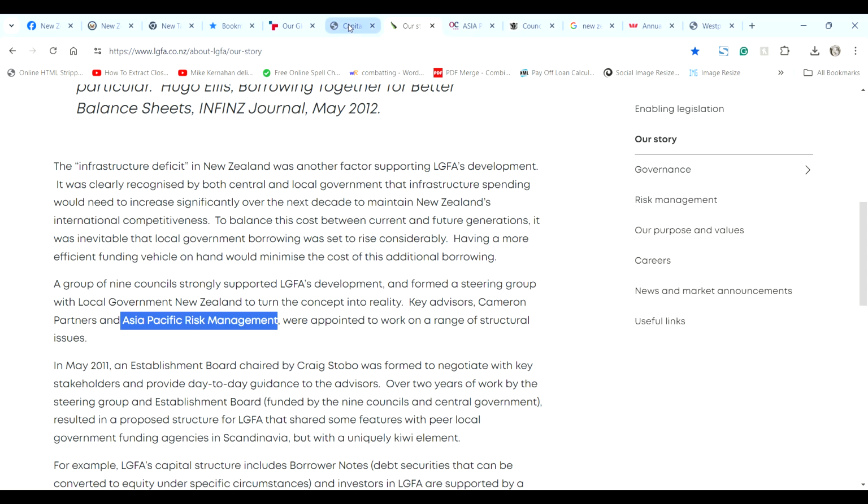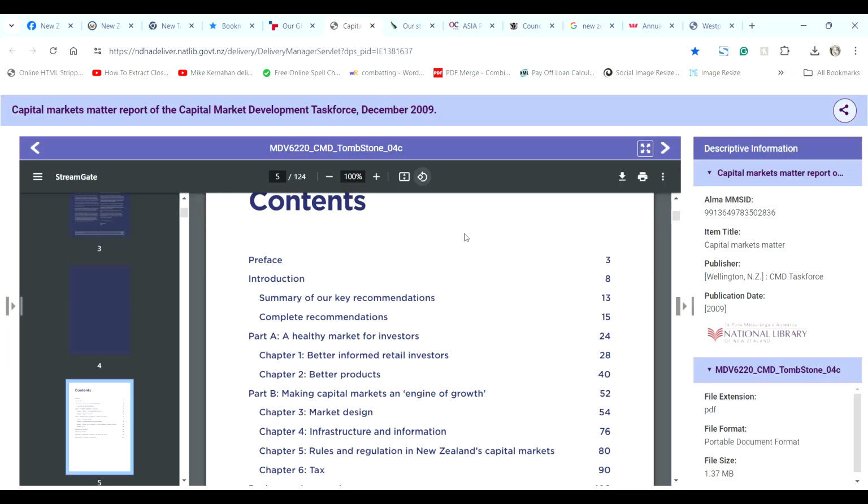So the government of the day adopted a lot of the recommendations in this report in 2009, and since then the shadow banking industry with access to foreign investment banks has grown exponentially, and I contend is putting our country in a lot of risk.